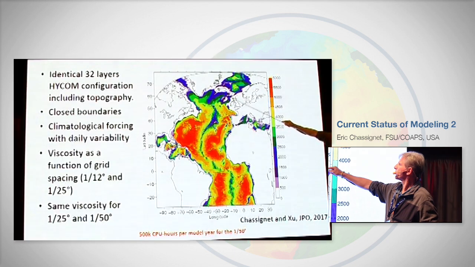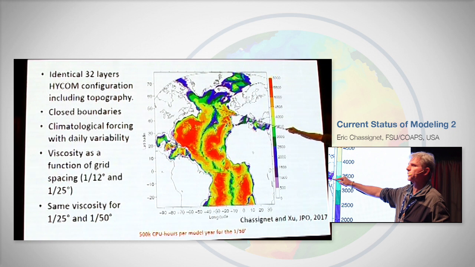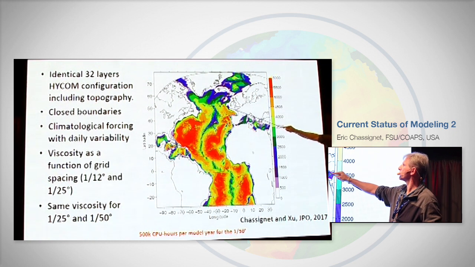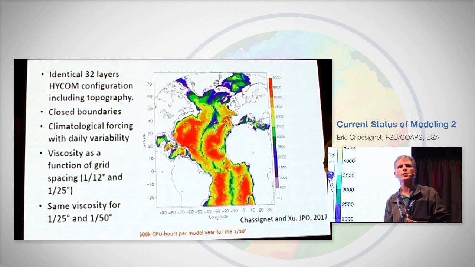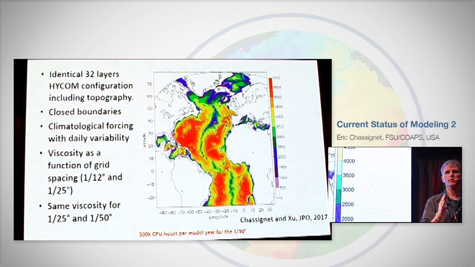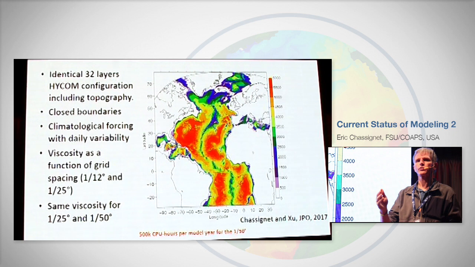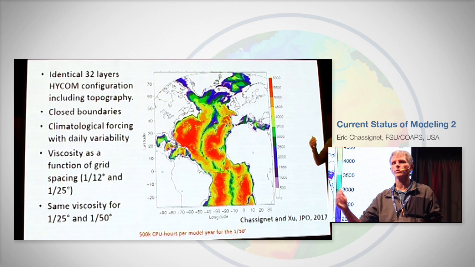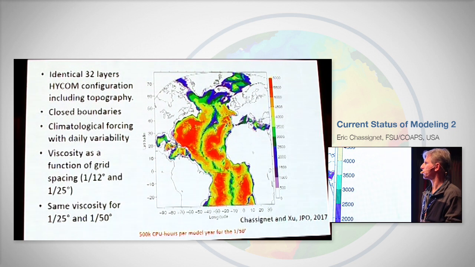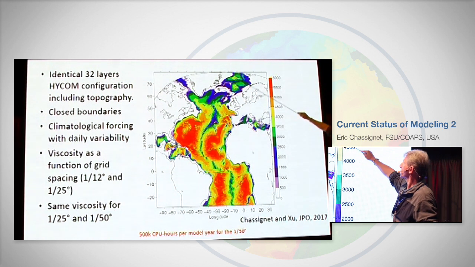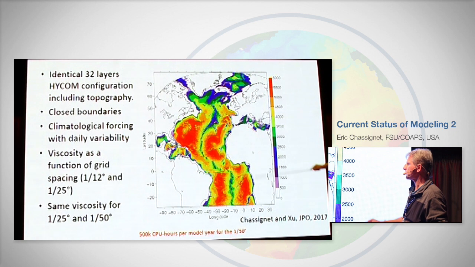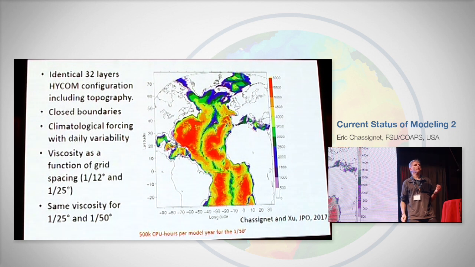That's 32 layers in the vertical, so a hybrid, but they are identical, meaning the topography is not changed. We use the same topography at 1/12 degree, so that's about 6 kilometers, at 1/25th, 3 kilometers, and at 1/50th, 1.5 kilometers. You just refine the grid there. The closed boundary at the north and south with relaxation to climatology, and the forcing is 3-hourly forcing, but climatological, meaning it's repeated year after year.